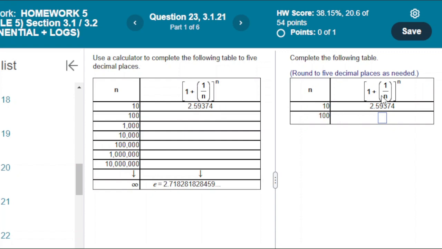They filled in the first number. So they did 1 plus 1 over n to the nth power. So 1 plus 1/10 to the 10th power. And they got this number. And it says round to 5 decimal places. Now we want to try it with 100. What's 1 plus 1 over 100 to the 100th power?